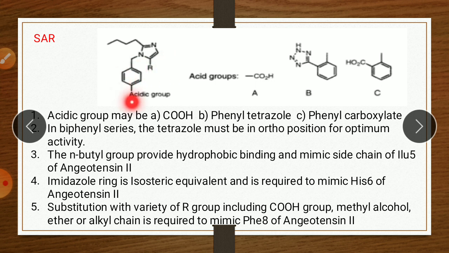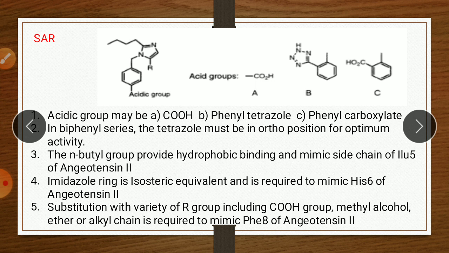So if the acidic group is B or C, then it is an important point that this tetrazole and this carboxylate group should be ortho. If this group is shifted to the meta and para position, then the activity decreases. So second point, in the biphenyl series, the tetrazole must be in the ortho position for optimum activity. Third point, the N-butyl group provides hydrophobic binding and mimics the side chain of isoleucine.